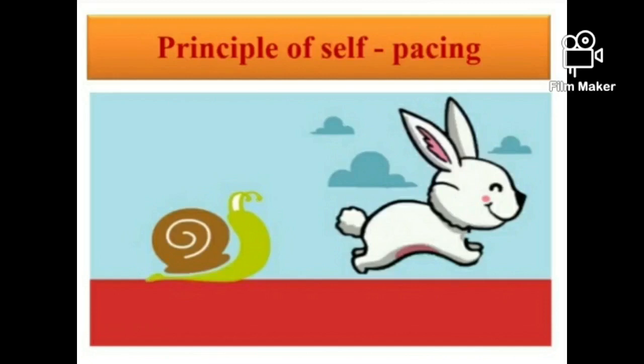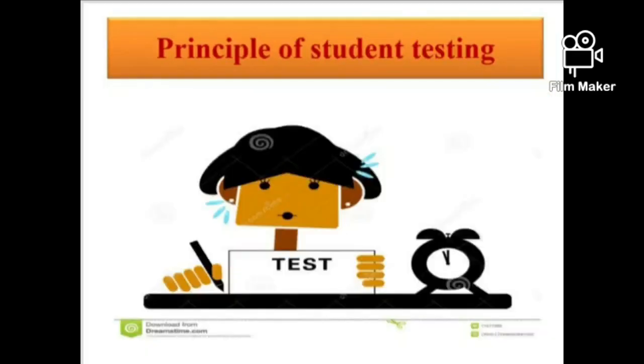Then comes the principle of self-pacing. Each student can progress at his own pace or speed, that is, rate of learning with respect to individual difference. The fifth principle is the principle of student testing. Programmed instruction provides a constant evaluation through the record of learner's response. The quality of the program can be improved through the checking of errors at each step, and the learner's progress can be evaluated by checking various types of response by the learner.